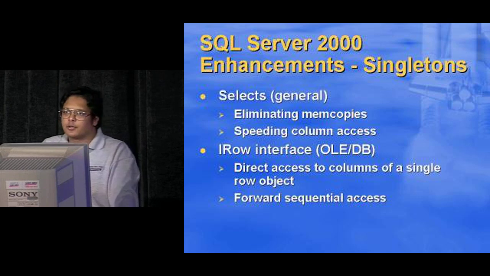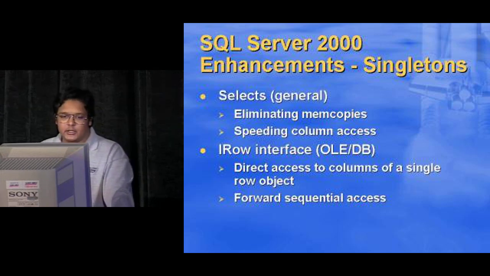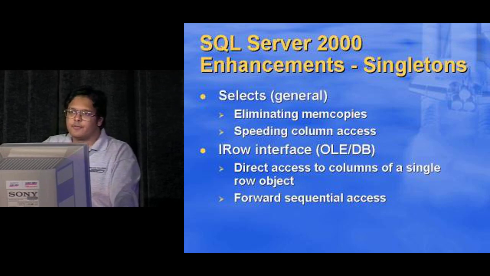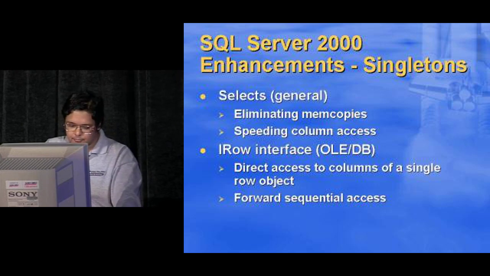Our interface folks, the guys in OLE DB, looked at this as well and came up with the IRow interface. It allows you to quickly and efficiently get singleton result sets. So if you know ahead of time that your result is going to be exactly 1 row, you can use IRow. It processes the columns forward only across the 1 row object. If your result set ends up being more than 1 row, it's going to only expose the first row in the result set.